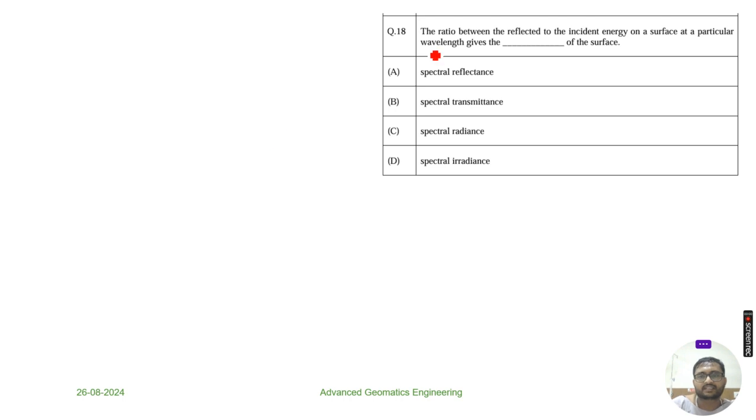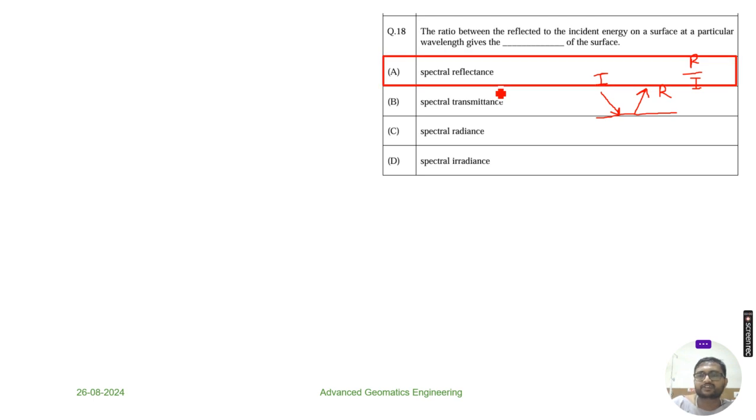Now the next one is the ratio between reflected and incident energy. If you have a surface like this, whatever energy is incident, that is the incident energy, and then the reflected energy. The ratio between reflected and incident energy, R by I, is known as spectral reflectance.